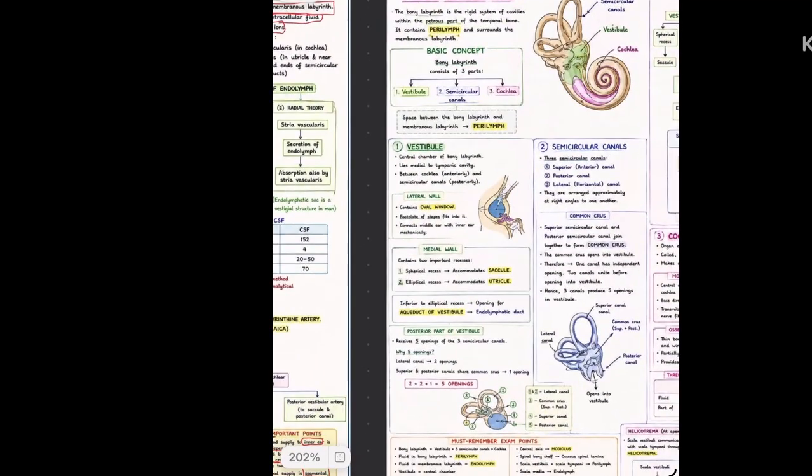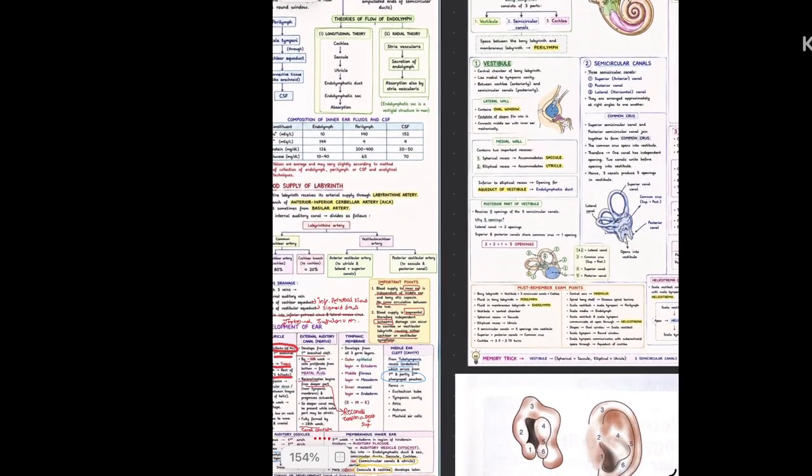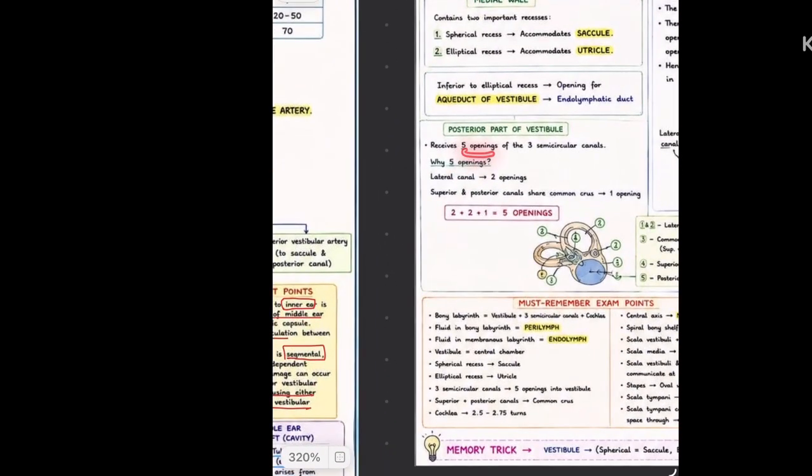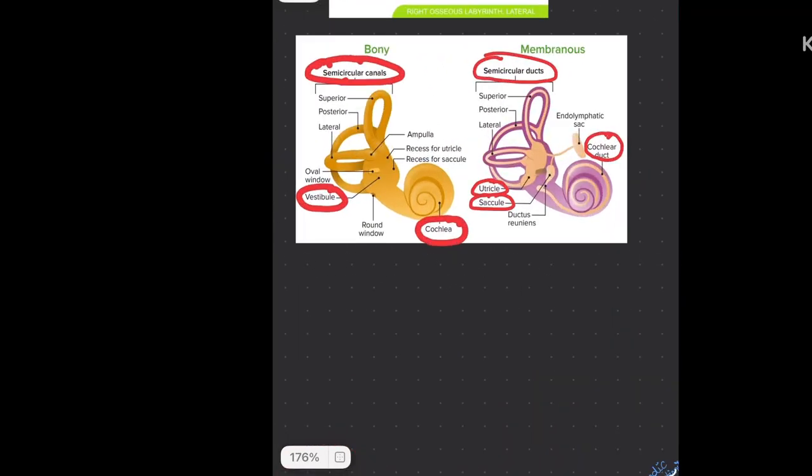vestibule. They are saying the central chamber of the bony labyrinth lies medial between the cochlea and the semicircular canals. The lateral wall contains the oval window. The footplate of stapes is there in the oval window. The medial wall contains the spherical recess and elliptical recess. The spherical recess contains the saccule, the elliptical recess contains the utricle. It is clear. Okay, and the posterior part contains 5 openings. Why 5 openings? Because the lateral canal has 2, and superior and posterior have one common crus opening, that is 2 plus 2 plus 1 is equal to 5. So the vestibule is clear. Vestibule is done.